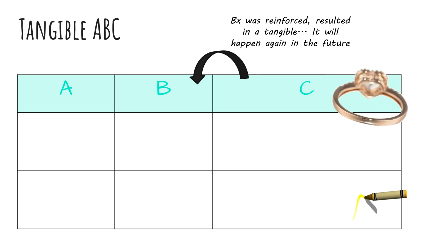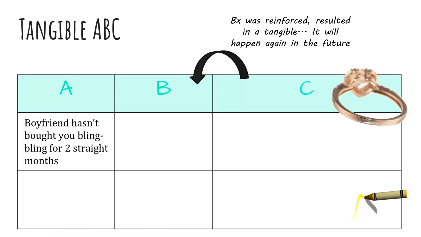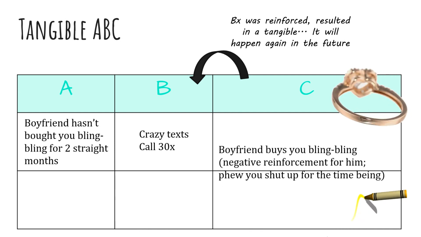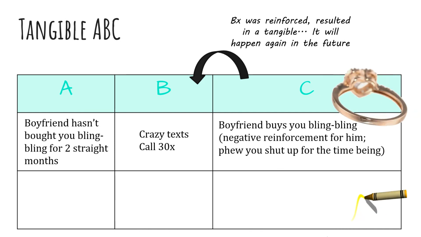Here is our tangible ABCs, going back to those same examples. Your boyfriend hasn't bought you a ring or bling bling for 2 straight months, so you have been deprived of a tangible. So you send him some crazy texts and you call him about 30 times, and the boyfriend buys you some bling bling. This is actually reinforcing for him because it shuts you up for a little while. But we can say, because you engaged in those problem behaviors, they were reinforced because you got access to the tangible.